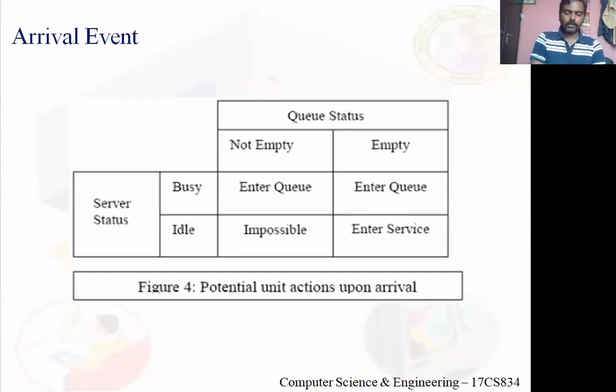Got it? The server is idle. The server is idle and a new customer arrives. Server is idle means no customer in the system, no customer in the bank, right? No customer in the bank, so the server will be idle. So no customer in the bank means "queue not empty" is false. No customer in the bank means the server is idle. So queue not empty is false, impossible.